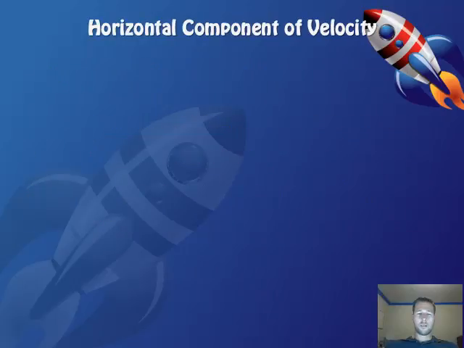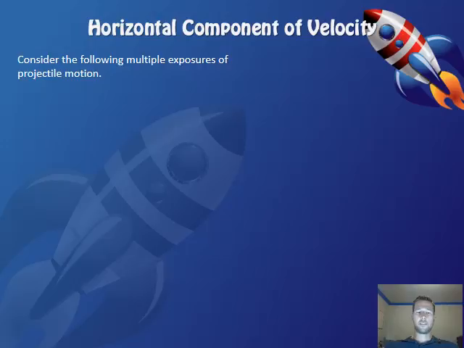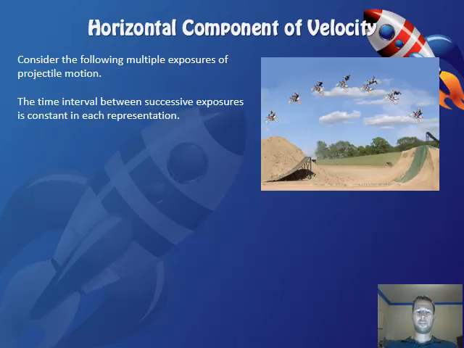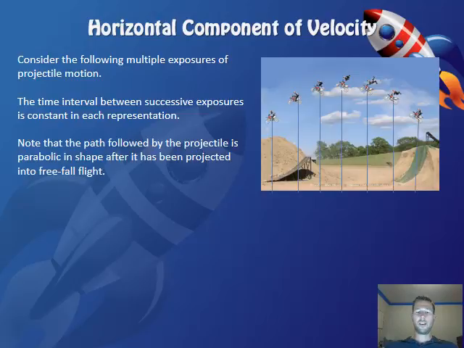So I mentioned earlier we can break projectile motion up into its components, and first we're going to have a look at the horizontal component. Okay, so consider the following multi-exposure image of projectile motion. So we've got a guy on a motocross bike traveling off the ramp on the right into the air and then landing on the left. The time interval between each exposure is constant, and you can see that by the blue lines that are drawn in. So this is a photo, but when we draw the lines in, we can see it's still constant. Notice that the path followed by the rider is parabolic in shape after it has left the ramp.